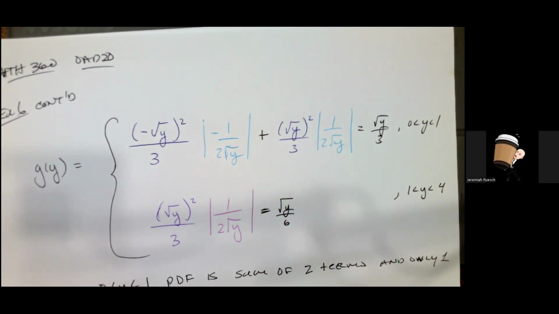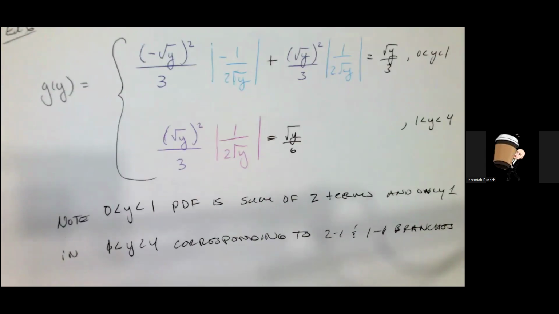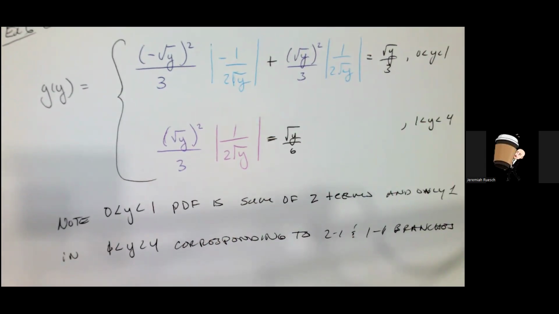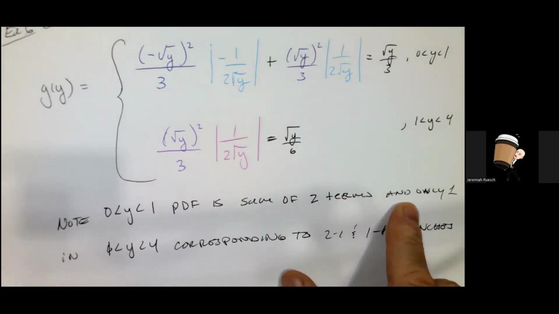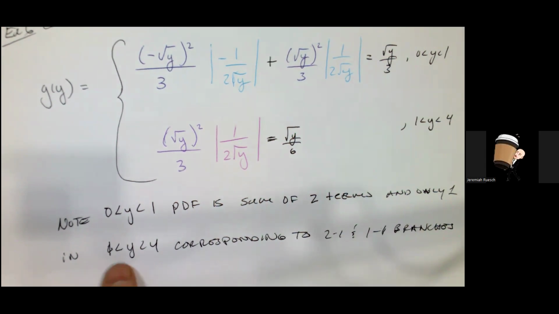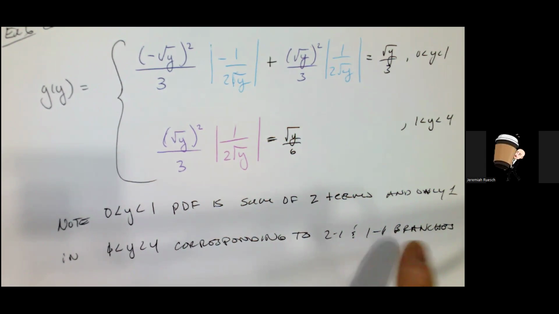Now that we have the PDF, it is important to revisit the idea that on the values from 0 to 1, the PDF is the sum of two terms corresponding to the 2 to 1 transformation, and on the interval from 1 to 4, it corresponds to a 1 to 1 transformation on that branch.